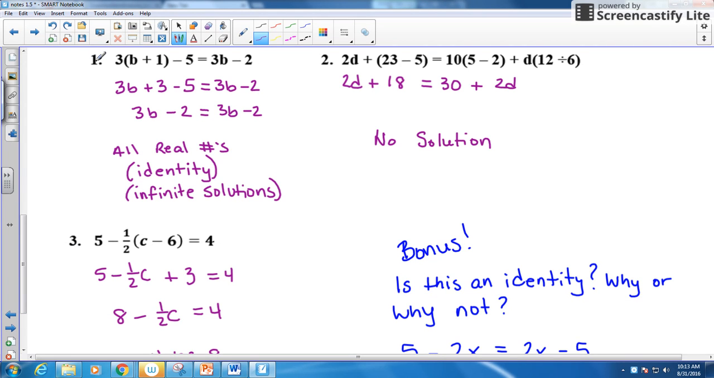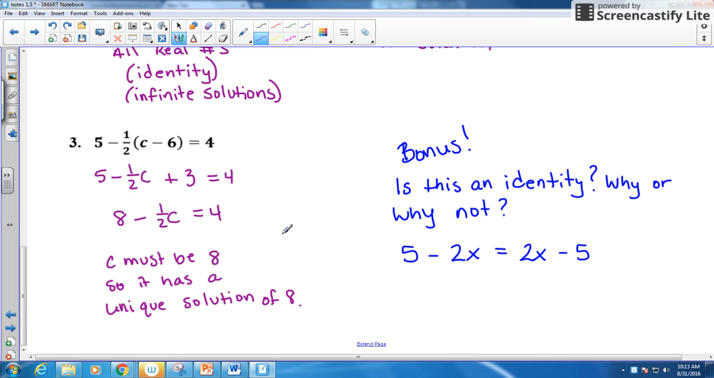Okay, in number 1, you can take a look at my work, but that ends up being all real numbers, or an identity, or infinite solutions. Number 2 ends up being no solution. Number 3, we end up having a unique solution of 8. Because if we look here, 8 minus what equals 4? Well, this what part has to be 4. So 1/2 times what number will equal 4? 1/2 of 8 will give me a value of 4. So 8 is my unique solution.